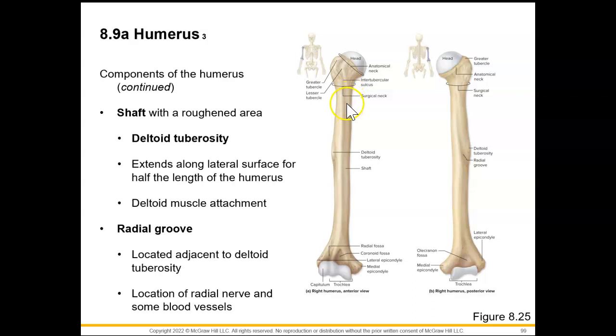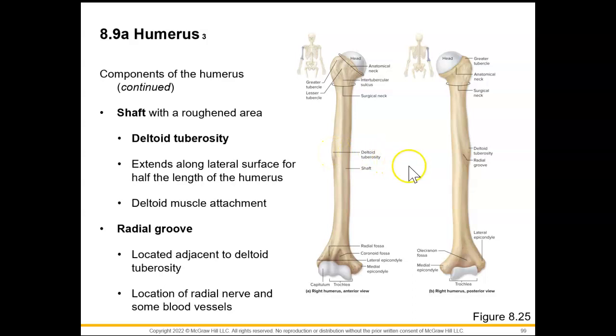The shaft is going to be this long portion of our humerus, and it does have this area midway that is roughened, and this is called your deltoid tuberosity. It's going to extend along the lateral surface for half of the length of the humerus, and our deltoid muscle is going to attach here.